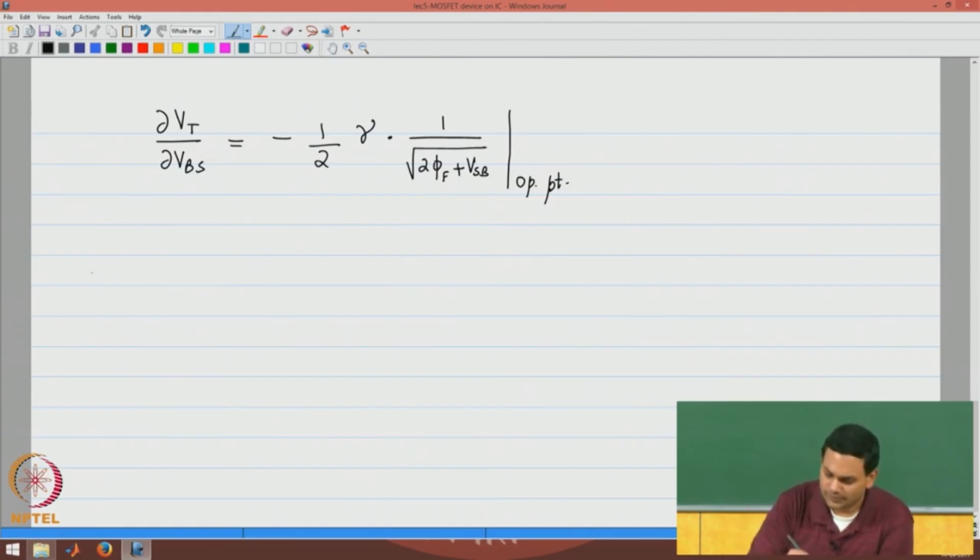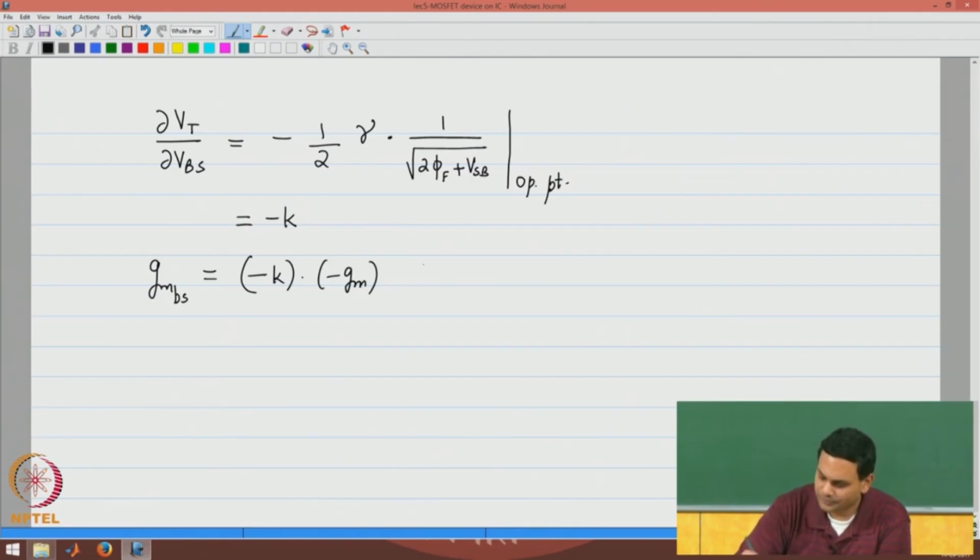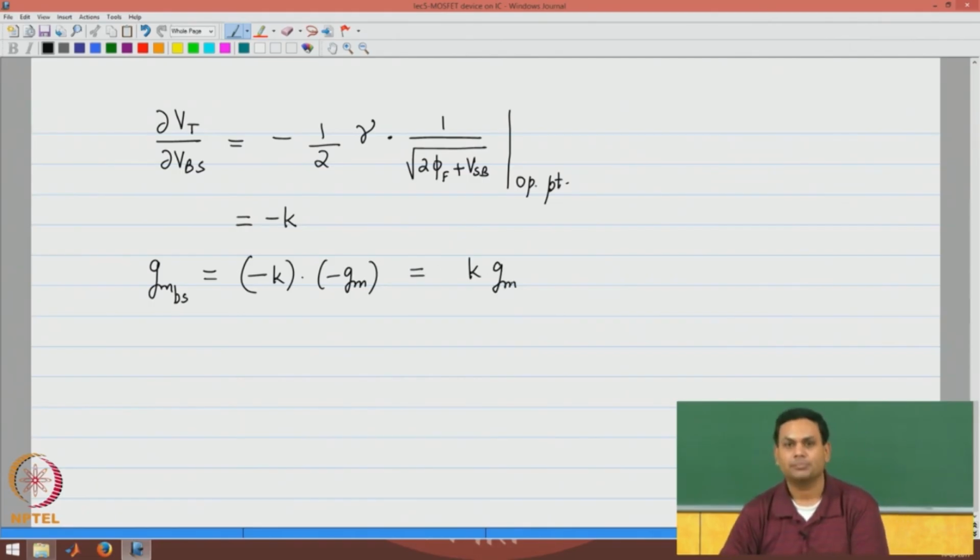Therefore, I am going to call this some factor k, because GMBS is finally minus k times minus Gm, which is k times Gm.